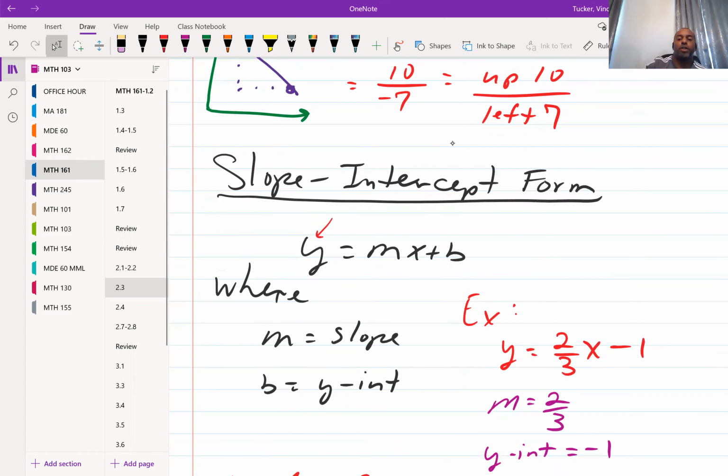So here's the first one. If I have y = 2/3 x - 1, what's attached to x is my slope. So 2/3 is my slope. And the other number, which is -1, is my y-intercept.